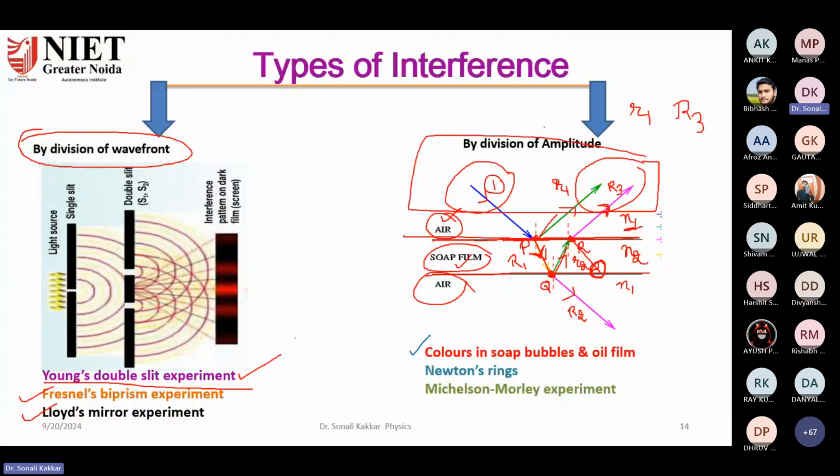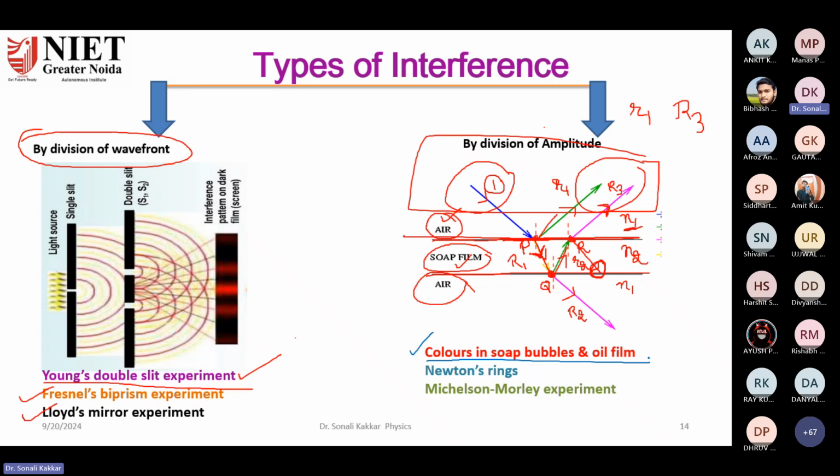So the first example of division of amplitude is color in soap bubbles and oil film. All of you must have seen soap bubbles, right? So in sunlight, that bubble displays color also, right? Multiple colors. So the color in that soap bubble comes because of interference. How this comes, you will study in your first semester. And similarly, oil film spread over the surface of water.